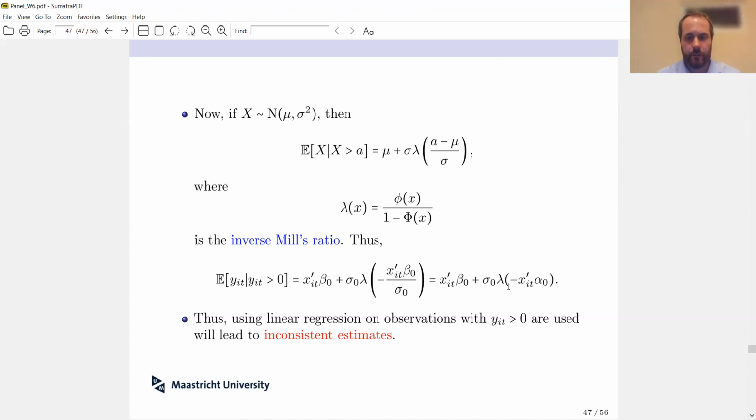Now, what can we do? The good news is that we know an explicit form of the distortion. So we can correct this distortion. That is what we would do, and it's a very simple idea. We know what the bias is, so let's correct it.